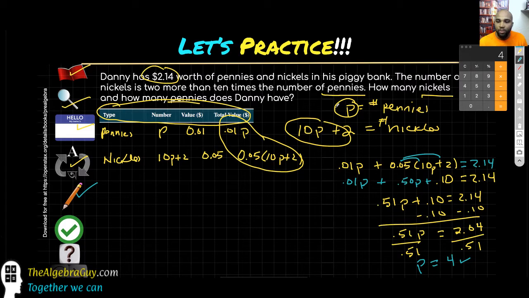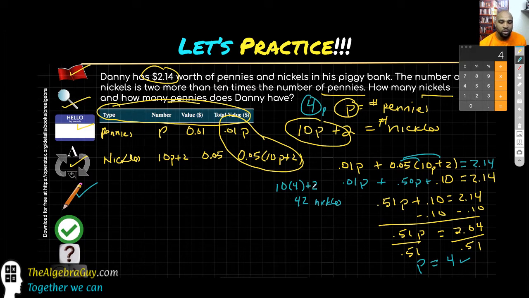Well, if I have 4 pennies, how many nickels must I have? Well, if P equals 4, that means I'm just going to put 4 in there for P. 10 times 4 plus 2. So 10 times 4 is 40, plus 2 is 42. So that means I have 42 nickels. So those are my answers: 4 pennies and 42 nickels.